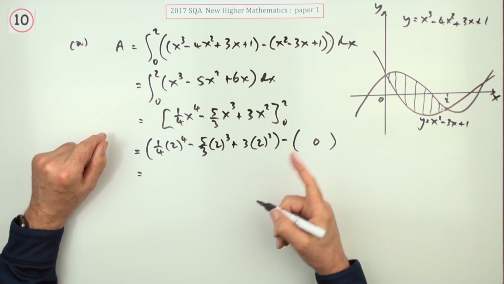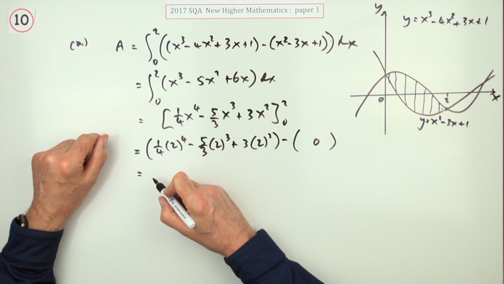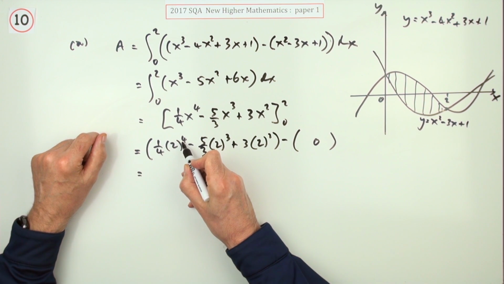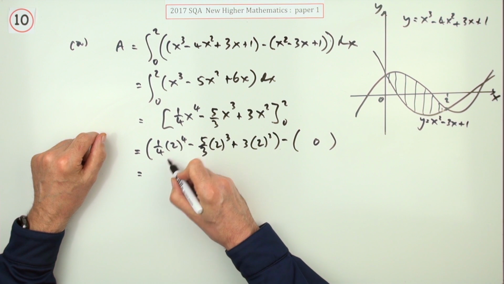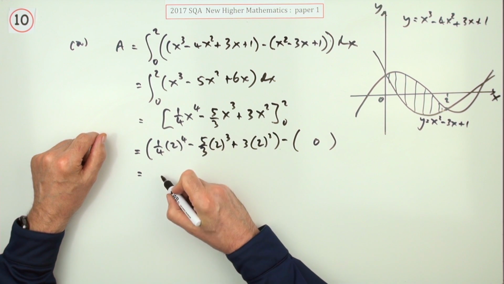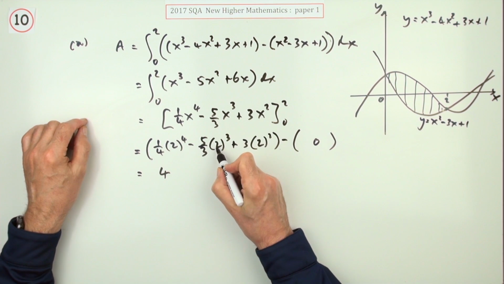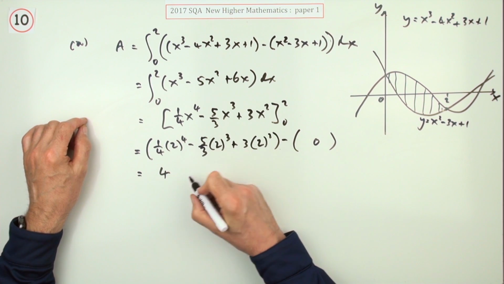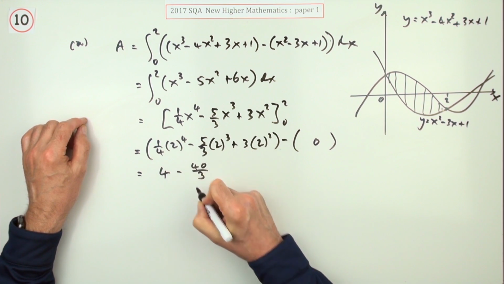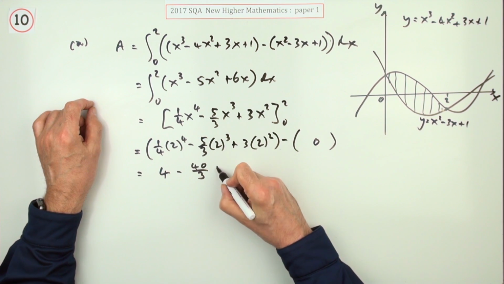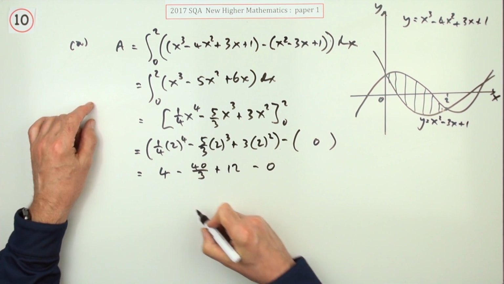Now you just have to evaluate it, but it is paper 1, so I'll just have to show all the parts of this. Well, 2 to the 4 is 16, divided by 4 is 4, or you could just say there's only 2 powers left there, so that's 4. Nothing's going to cancel here, so that's just 2 to the 3 is 8, 5 8s are 40, so that's minus 40 upon 3. And in this one, 2 squared is 4 times 3 is 12, and it's minus 0.